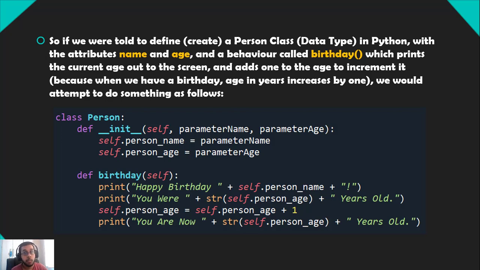So, if we were told to create a person class data type in Python with the attributes name and age and a behavior called birthday, which prints the current age out to the screen and adds 1 to the age to increment it, because when we have a birthday, age in years increases by 1, we would attempt to do something as follows.